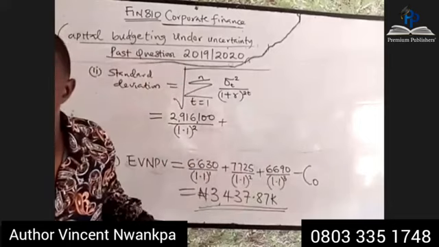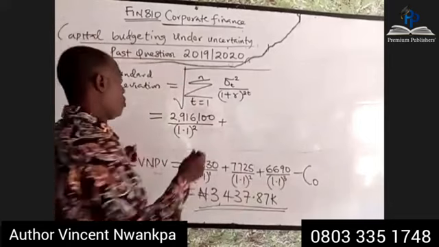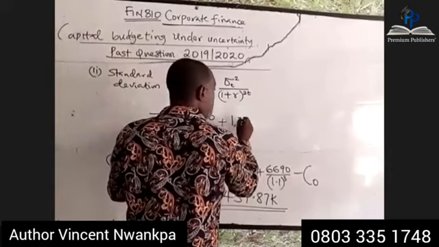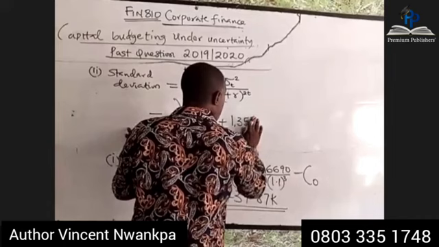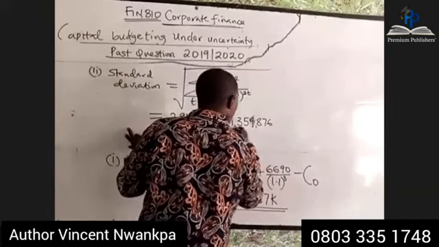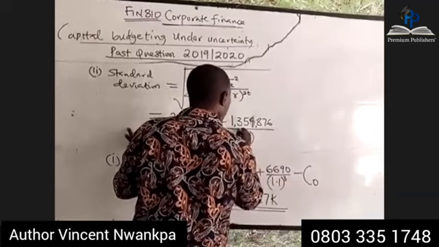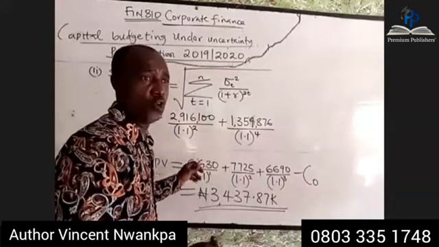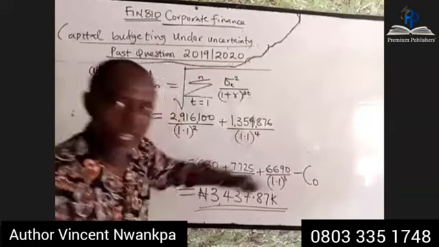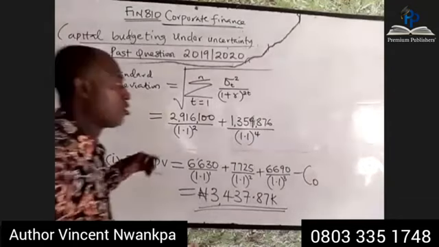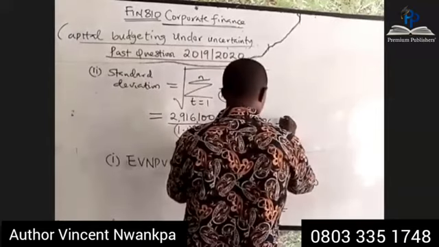What's year 2? It is 1 million 35,876 over 1.1. Put 2 here, it will be 4. Don't forget that the formula is 2t. The formula is not just t, it's 2t. It's not me that is doing the formula.